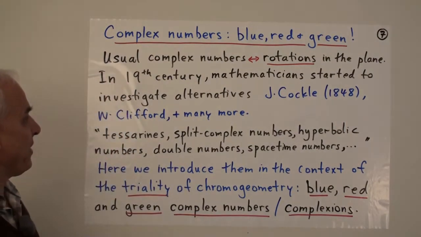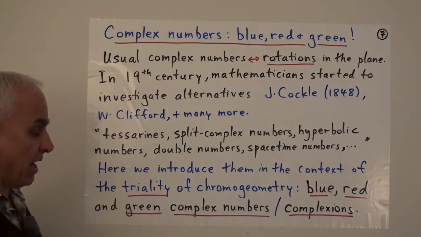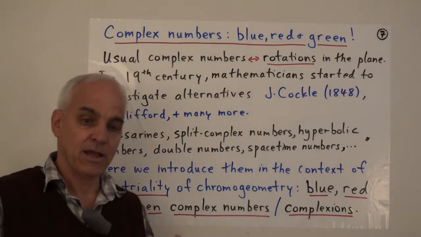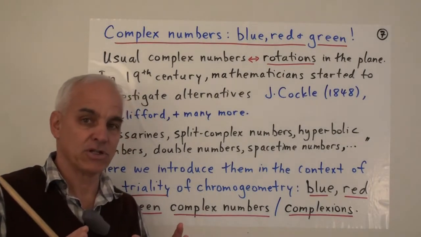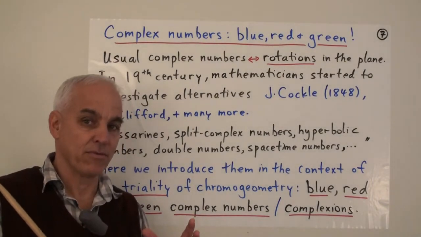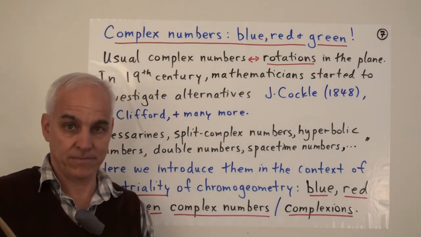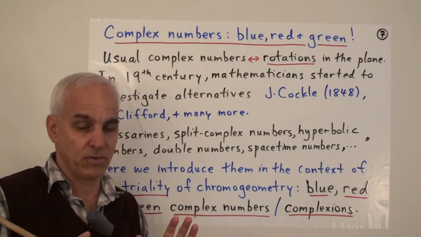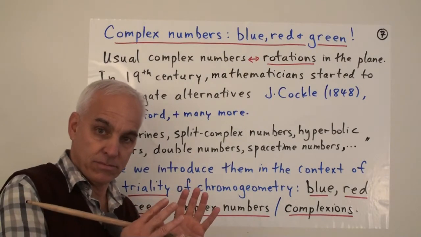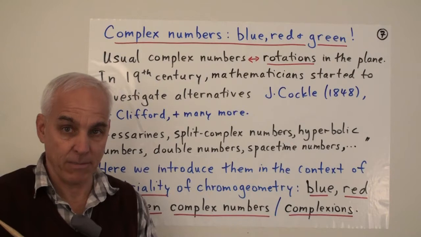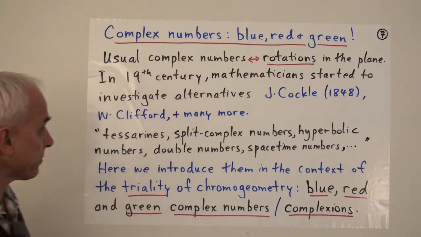But eventually, by the 19th century, mathematicians had grown comfortable with them, and they appreciated the way that complex numbers help us with rotations in the plane and in general geometry in the plane. So the strong link between the Euclidean geometry in the plane and the usual complex numbers was well established.